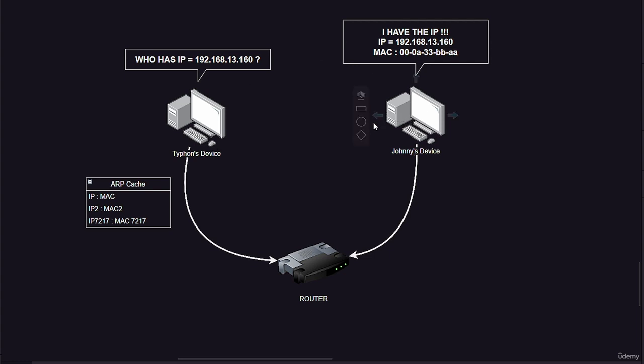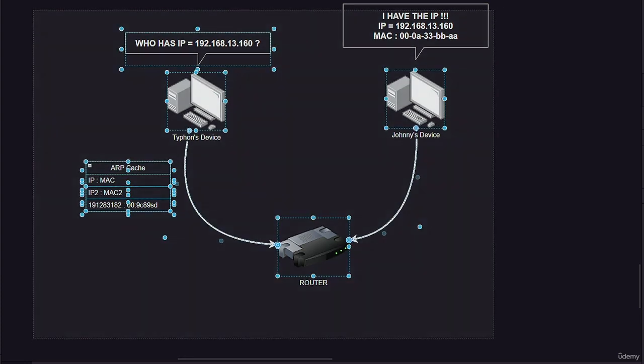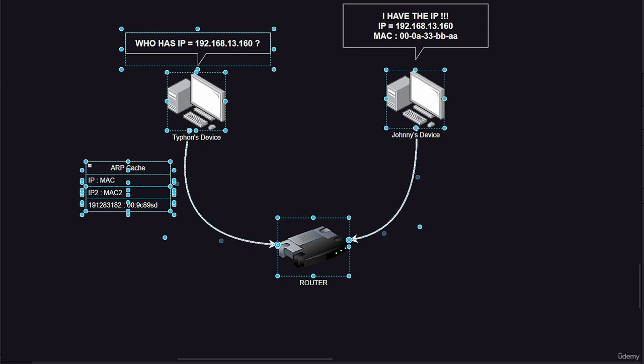Once Tayfun's device gets the MAC address of Johnny's device, it will update the ARP table and write, for example, that Johnny's device has this IP and this MAC. After that, they will be like friends. That's it. In this illustration, you've seen how this works.